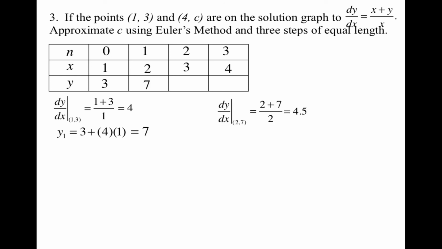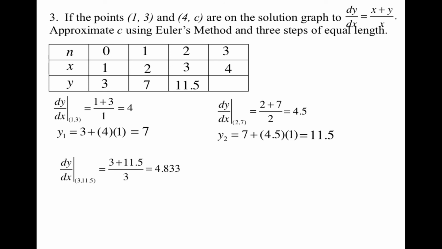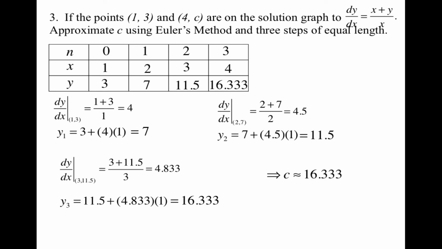Find the next slope at (2, 7). Find the next y value, which ends up to be 11.5. Next slope, which is 4.833. And then my final y value, 16.333. So for this one, my y value when x equals 4 is approximately 16.33.